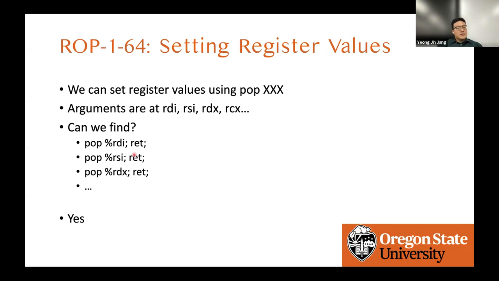So there are some gadgets such as pop RDI and return. Then we can put an arbitrary value on the stack, pop RDI, so it will set the value. If there is a gadget for pop RSI and return, then we can set the value of RSI. If there is a pop RDX and return, we can set the value of RDX. And the reason why I only put three is that we only need three arguments for execve. Yeah. So we can do it for all six arguments, but we are just focusing on three at this time.